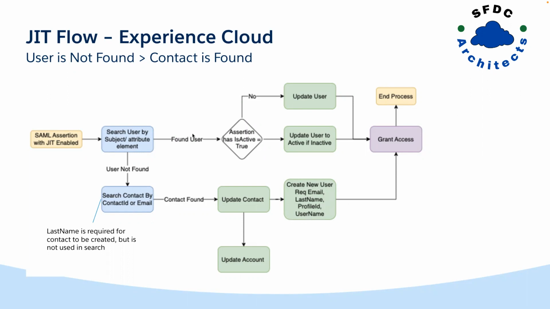So the user is created because it was not found up here. So you have the contact, and this user is going to be provisioned as part of this experience. Because this contact is associated to an existing account, it's not creating an account, it's just updating that account in and of itself. And your assertion needs to include the last name in case it needs to be created, but it's actually not used in the search. Again, when you're searching for contacts, it's only looking at the contact ID or the email address provided.